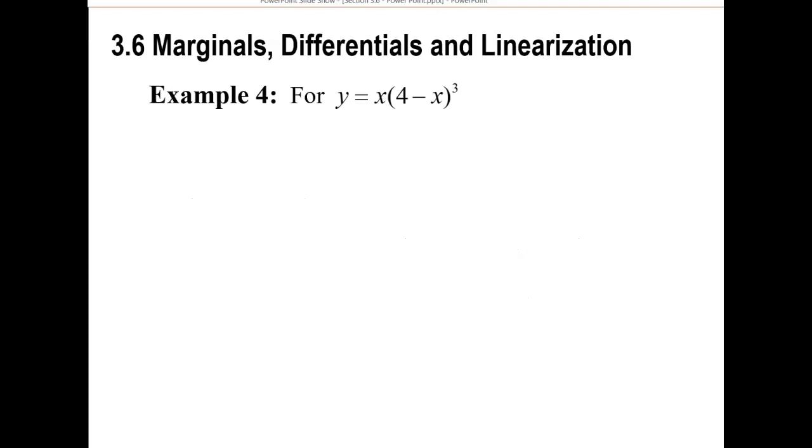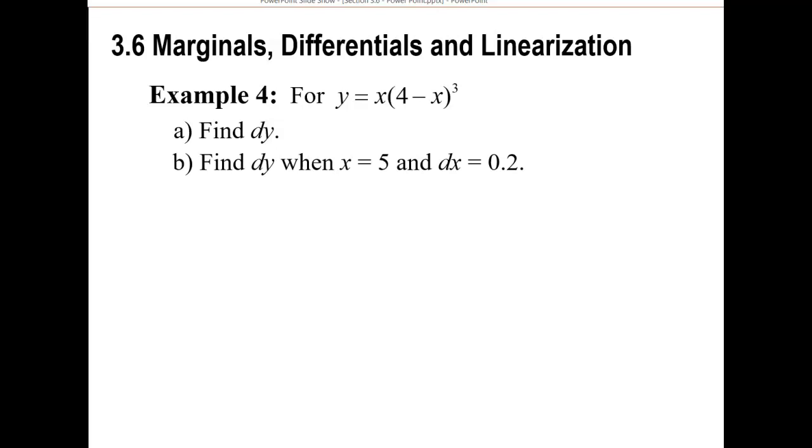All right, so for this function, y equals x times (4 minus x) to the third, we would like to find the dy differential. Find dy when x is 5 and dx is 0.2. All right, so we're going to use our definition from the last slide to do part A. One way to do that is just to use what you know about finding a derivative. So dy over dx, we're going to have to use the product rule here.